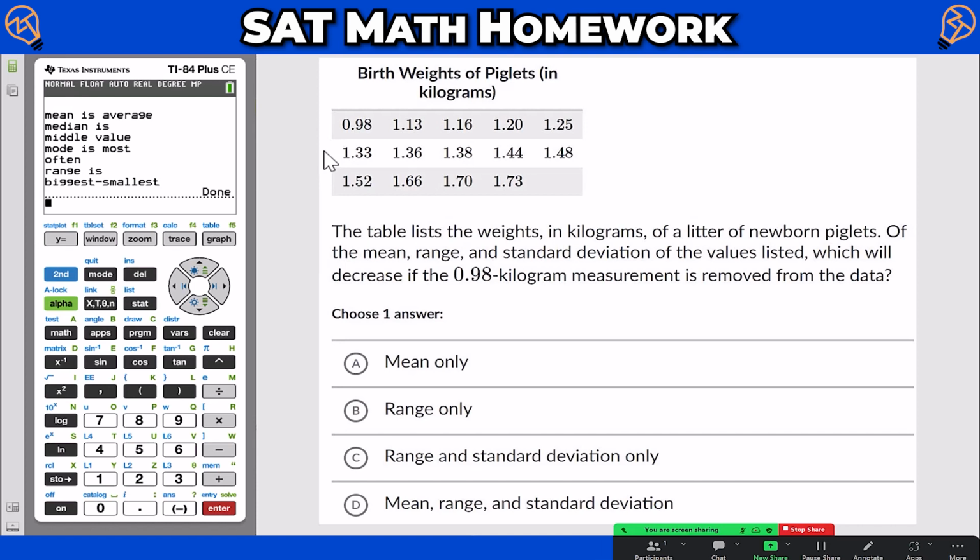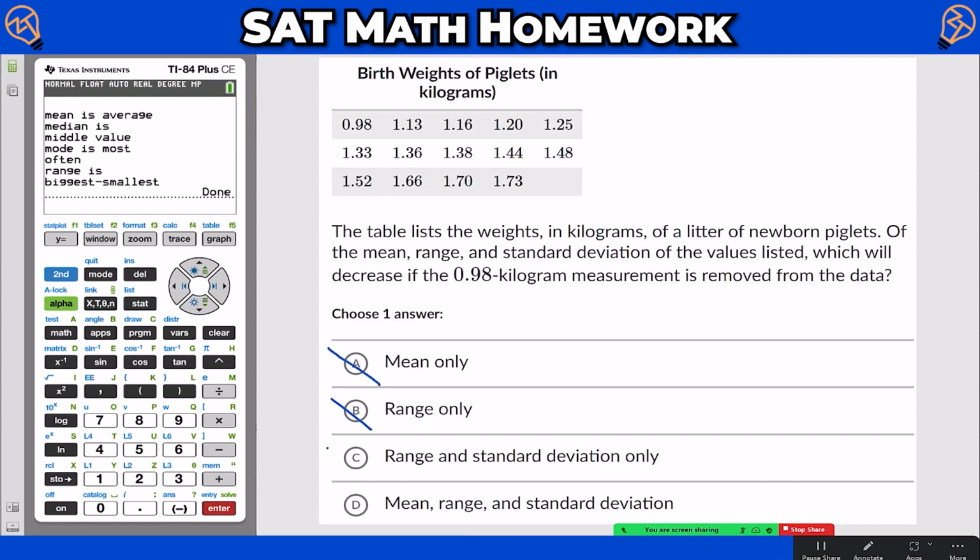But the standard deviation can sometimes be a little bit more misleading or a little bit unclear for us, but just know they go hand in hand. So if the range goes down, the standard deviation does as well. And if it goes up, same thing, the standard deviation will increase as well. So if we know that both the range and standard deviation will change, we can eliminate A and B.